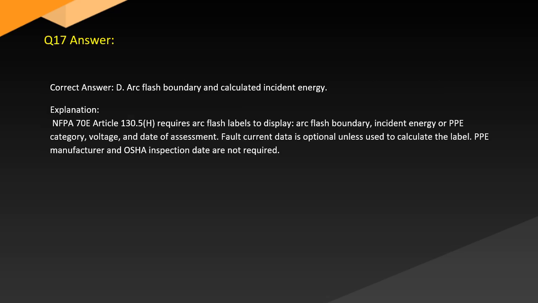Answer. Correct answer: D. Arc flash boundary and calculated incident energy. Explanation. NFPA 70E Article 130.5(H) requires arc flash labels to display the arc flash boundary, incident energy or PPE category, voltage, and date of assessment. Fault current data is optional unless used to calculate the label. PPE manufacturer and OSHA inspection date are not required.